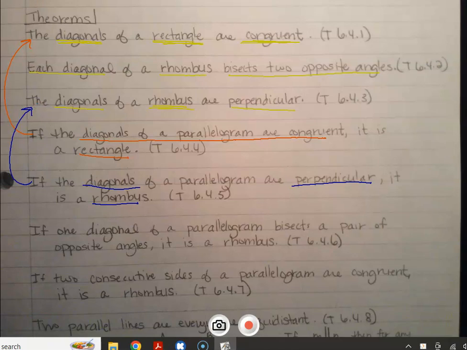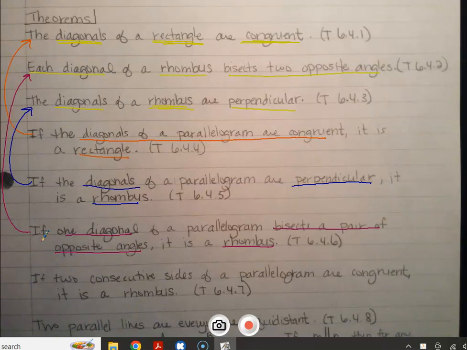Okay, next up. If one diagonal of a parallelogram bisects a pair of opposite angles, it's a rhombus. That goes back to the second one, right? So in one, we're saying, hey, it's a rhombus, so the diagonals bisect the opposite angles. In this one, the if statement, if we can prove that the diagonal bisects a pair of opposite angles, then we can say it's a rhombus. So those are kind of cool how they go together.